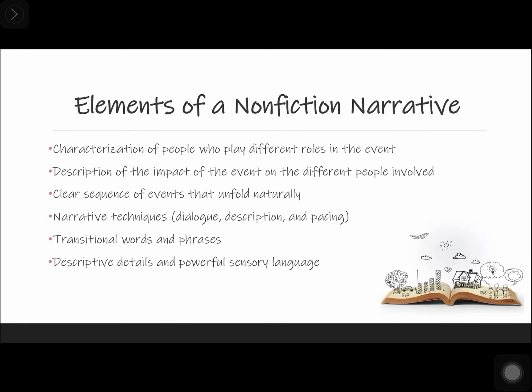Okay. And descriptive details and powerful sensory language. You're not just reading a short summary. You're getting some powerful description so that we can really imagine what it looks like in our head. And a conclusion reflecting on the experiences in the narrative. That means in the conclusion, they're going to kind of look back at what happened, and see maybe how it changed them or what it made them think or maybe what they learned.